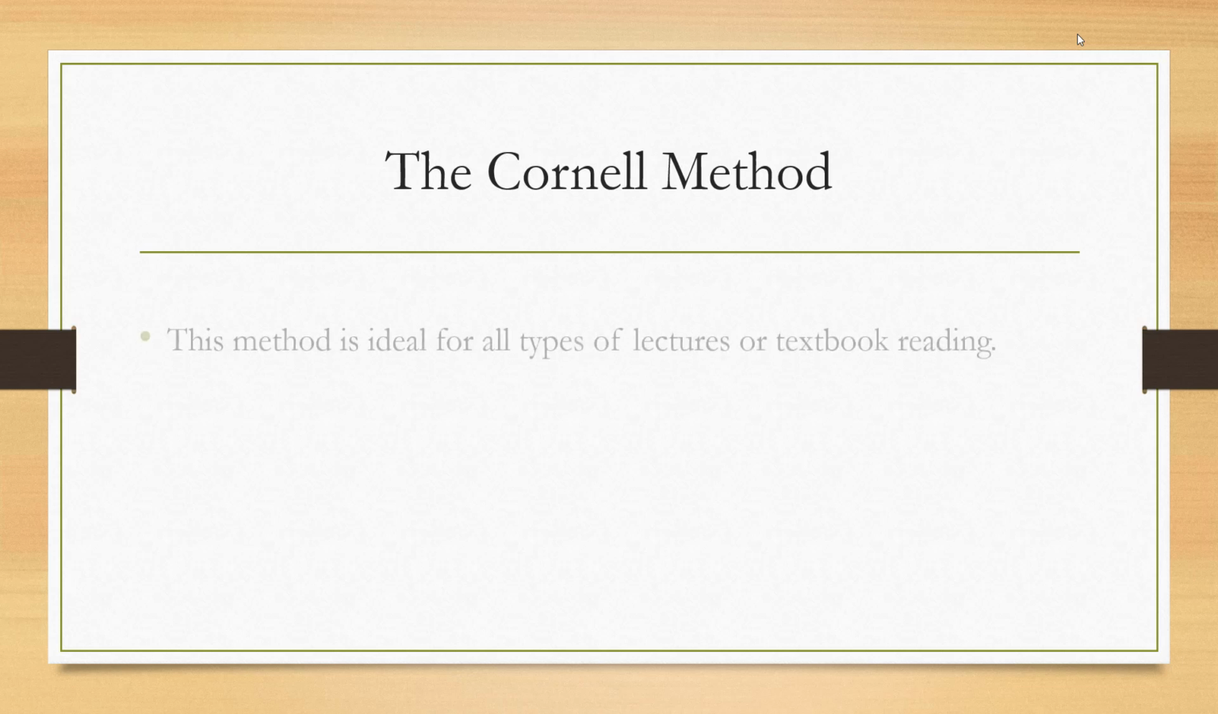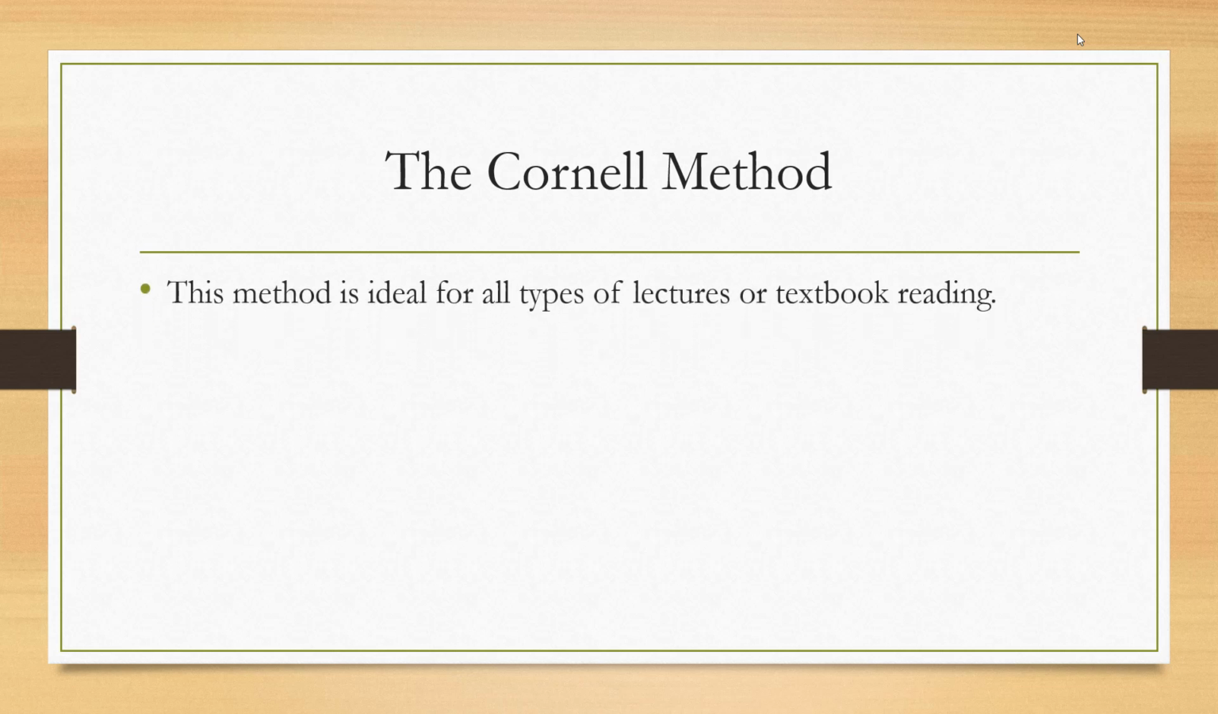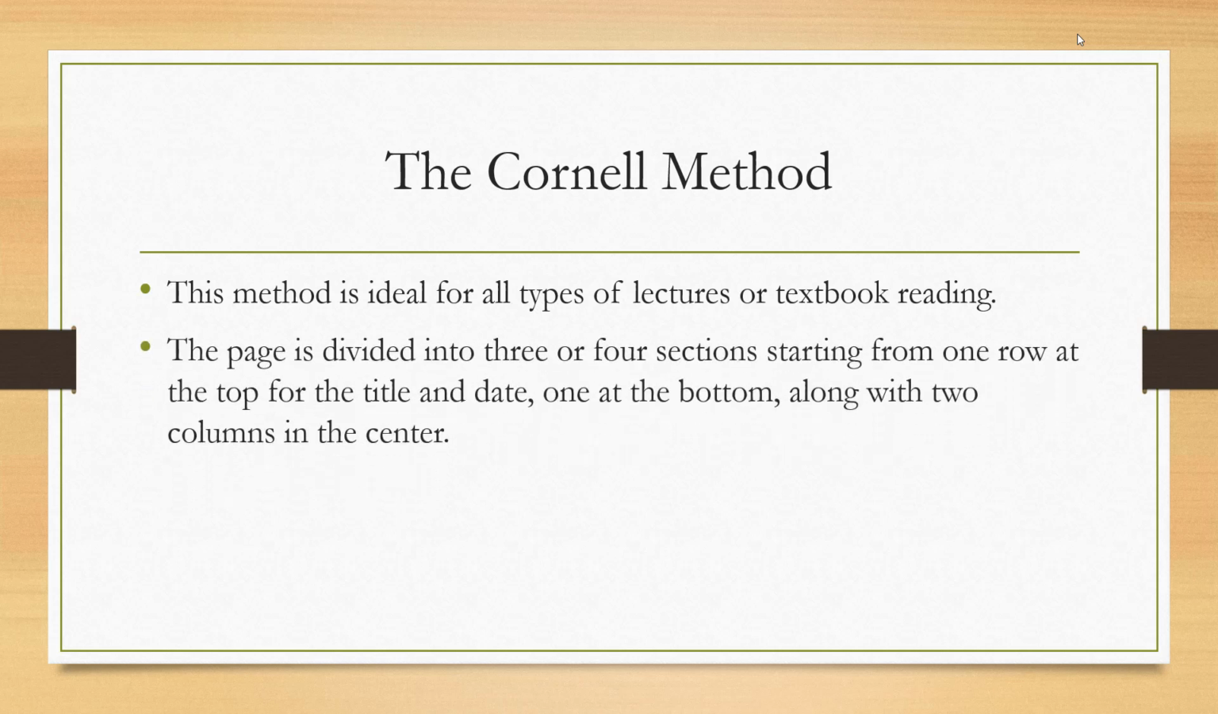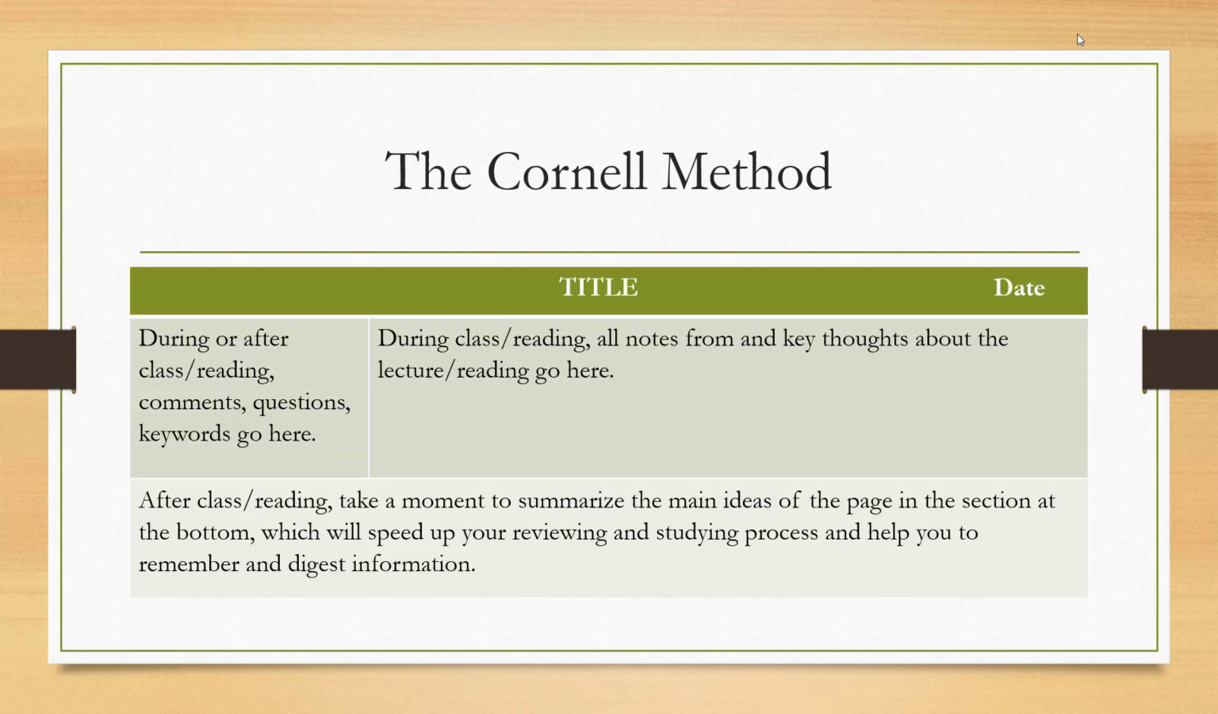The Cornell method. This method is ideal for all types of lectures or textbook reading. The page is divided into 3 or 4 sections, starting from one row at the top for the title and date, one at the bottom, along with 2 columns in the center. It looks like this. So in the left-hand column, over here, you're going to have during or after class reading, comments, questions, and keywords. During the class or your reading, all of your notes and key thoughts go here.